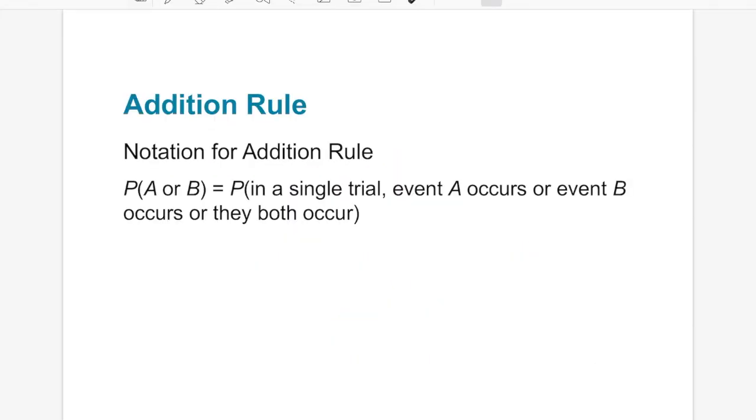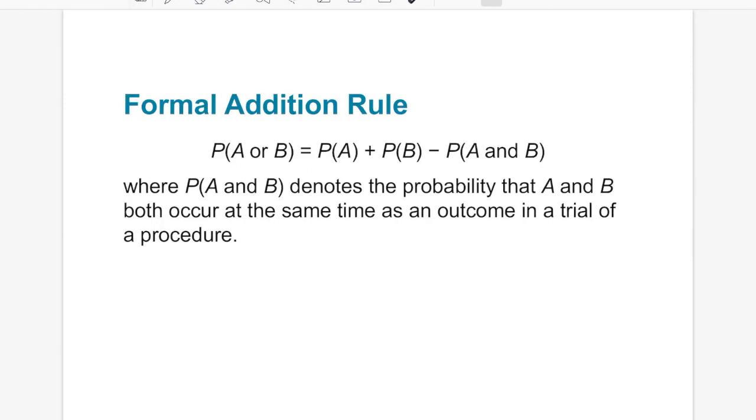Addition rule. Addition rule is always used for the OR event. Whenever your compound event is connecting with an OR, we are using addition rule. Probability of A or B means probability in a single trial, event A occurs, or event B occurs, or they both occurred. The formula for addition rule: probability of A or B equals probability of A plus probability of B minus probability of A and B.